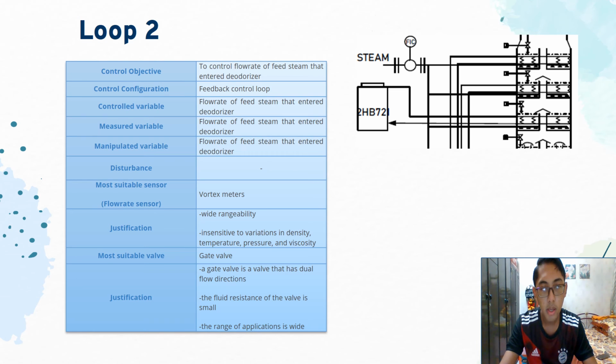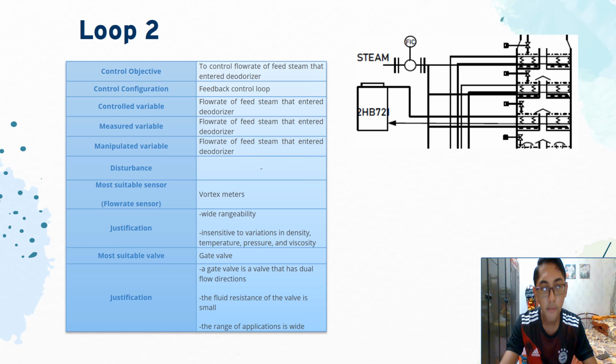The most suitable sensor is the vortex meter. The reason vortex meters are the most suitable sensor is because vortex meters have a wide rangeability and are insensitive to variations in density, temperature, pressure, and viscosity. The most suitable valve is a gate valve.